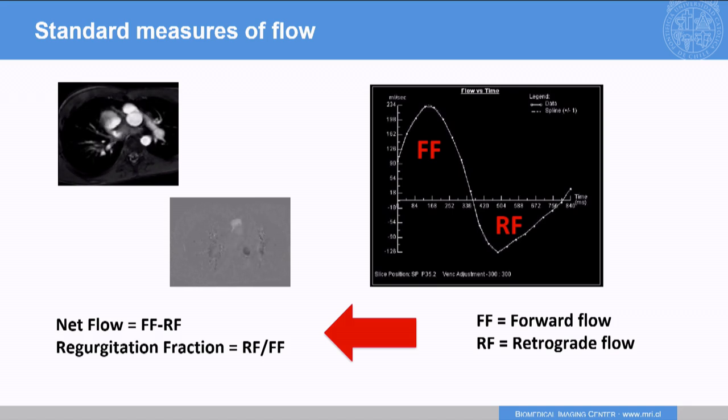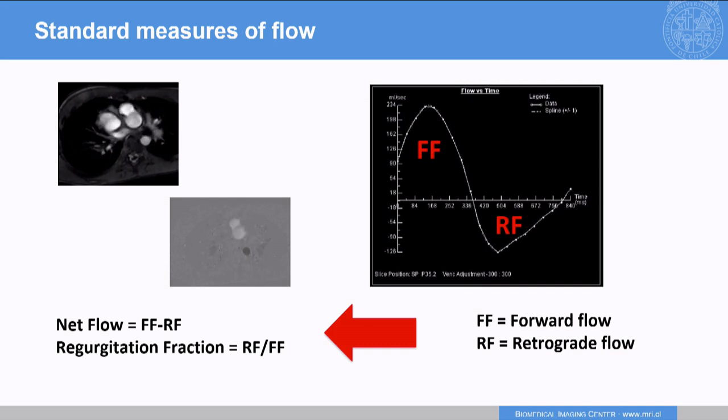So let's start very easy. In a standard 2D flow, if we draw a region of interest in the aorta, for instance, we can then multiply the area by the mean velocity, and we obtain this flow curve. And as Tekla mentioned, the positive area means the forward flow, and the negative area means the retrograde flow. And from that method, you can obtain the net flow by subtracting the retrograde flow from the forward flow, and you can also obtain the regurgitation fraction by dividing the retrograde flow by the forward flow.